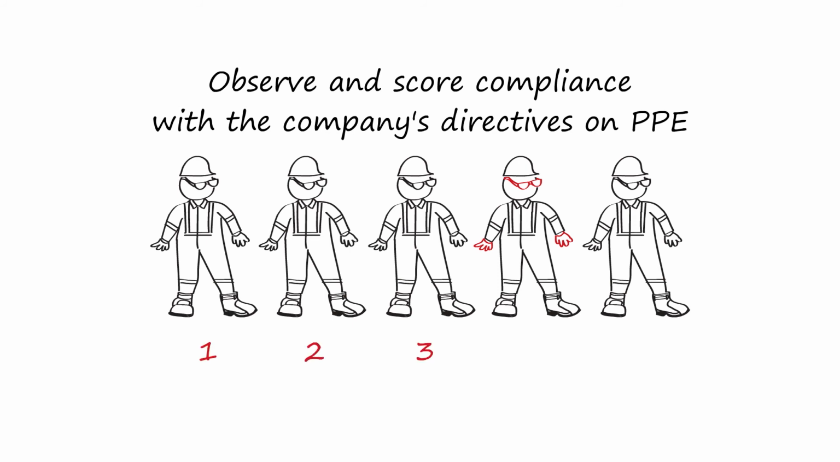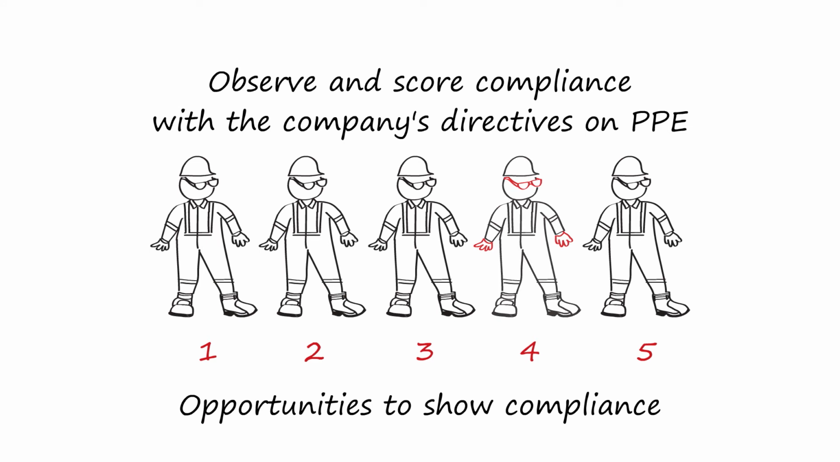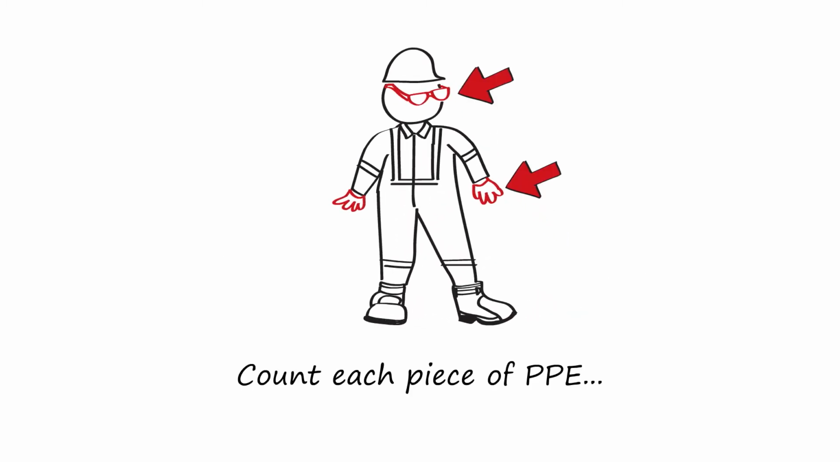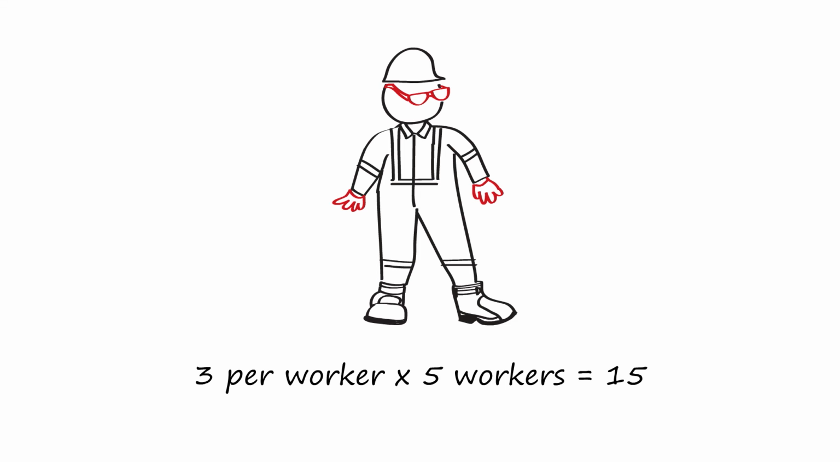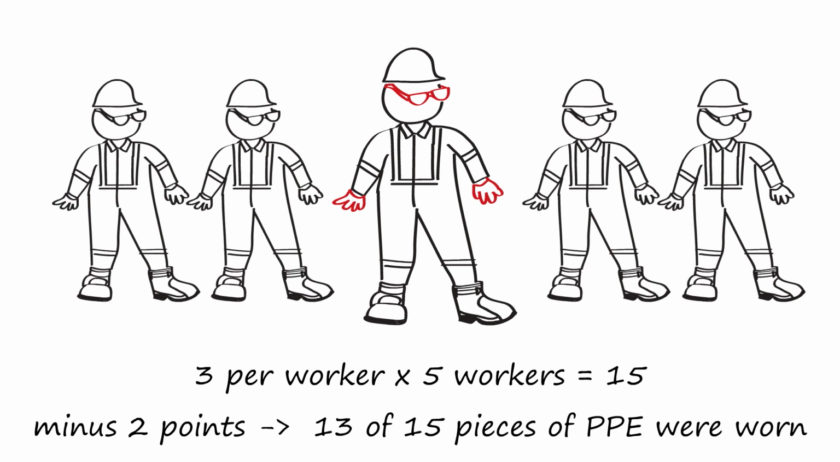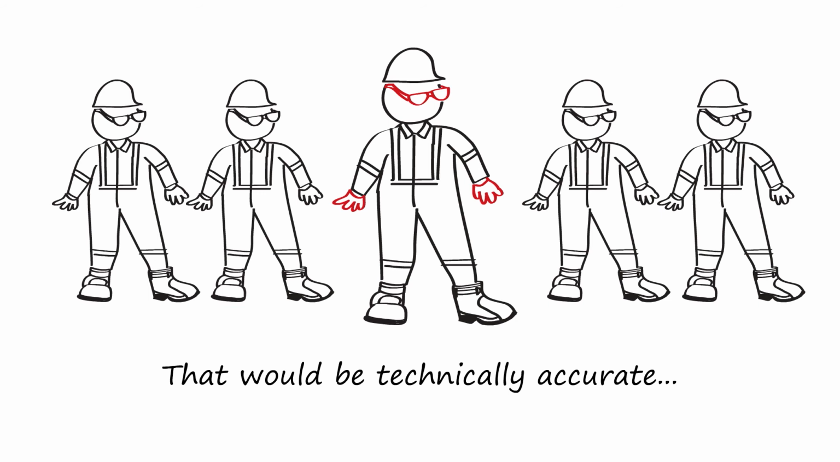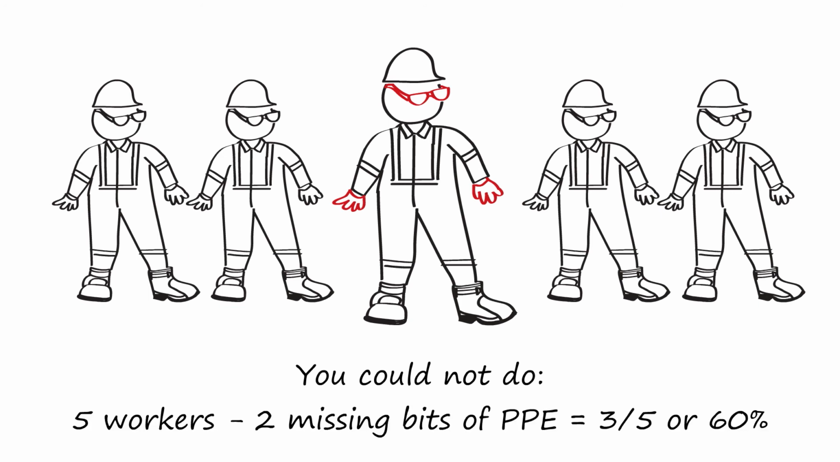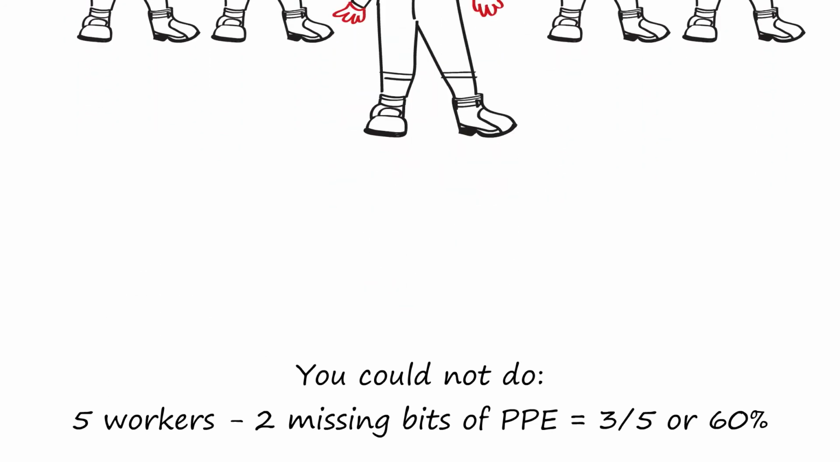As such, you could count this as 5 opportunities to show compliance and only 4 do so, or 80% positive indicators. You could count each piece of PPE at 3 per worker times 5 workers, that's 15. Then you could minus 2 and say 13 of 15 pieces of required PPE were being worn. That would be technically accurate, although, as you can see, the math can get overly complex. What you could not do is say there are 5 workers and 2 missing bits of PPE, so it's 3 points out of 5, or 60%.